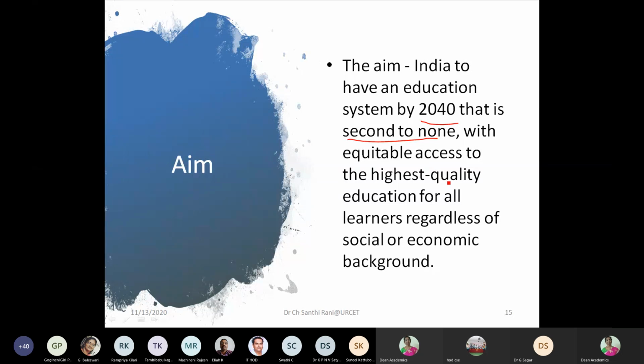And by giving equitable access to the highest quality education for all the learners, regardless of their socio-economic background. Till now, in higher education, whoever has more money is able to study and go for higher education. So economic background has become the barrier till now, and in future all these barriers are going to be vanished.